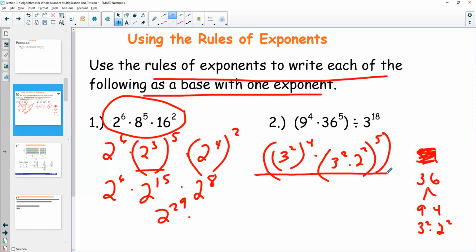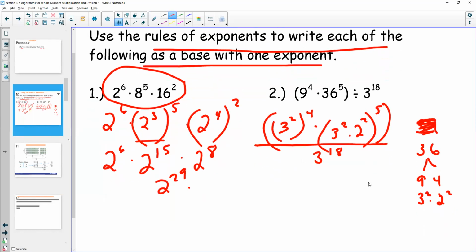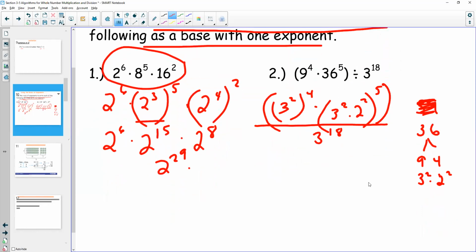And honestly, I have an easier time thinking about that if it's in the bottom. So I'm going to make it a fraction. It's just an easier way to look at it with exponents to me. So let's do the working out here. So 3 squared 4 times gets me 3 to the 8th. Times, now I have to distribute this guy. 3 squared to the 5th is 3 to the 10th. Times 2 squared to the 5th, that's 2 to the 10th. All right. And then 3 to the 18th on the bottom still.